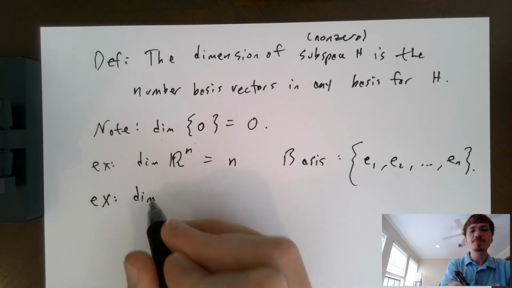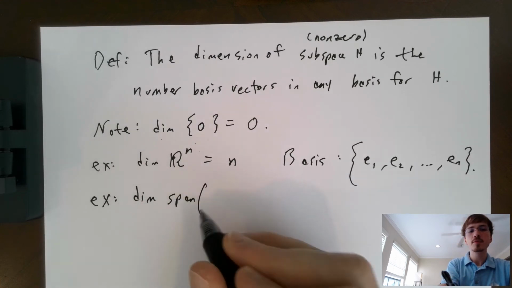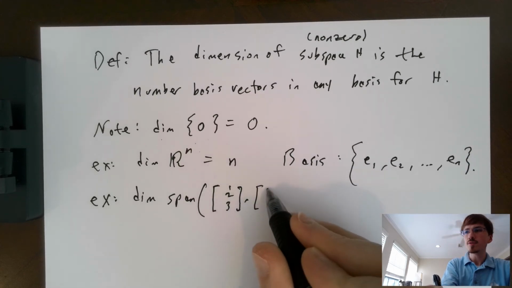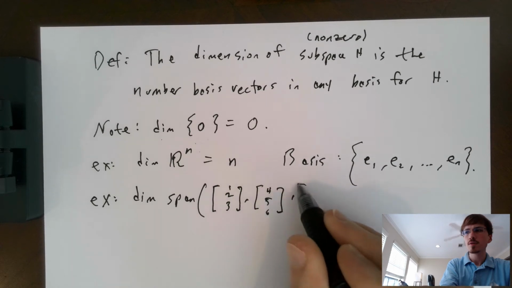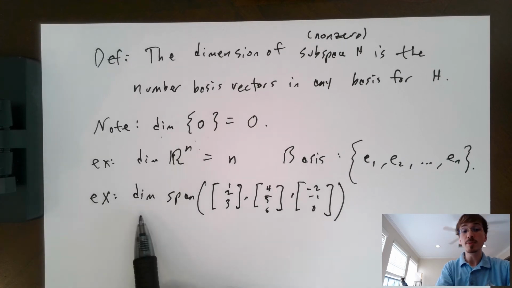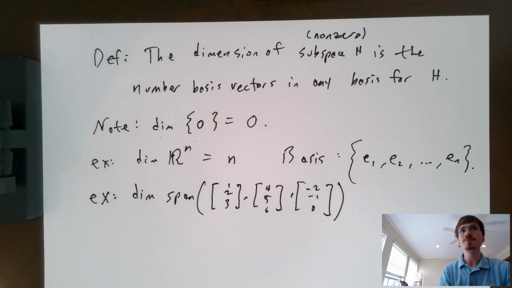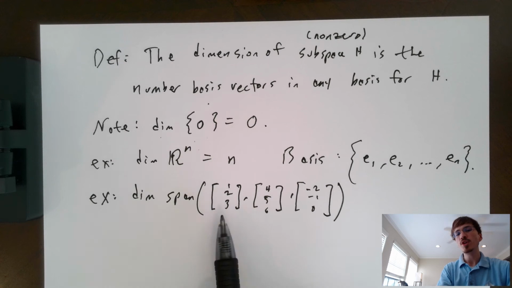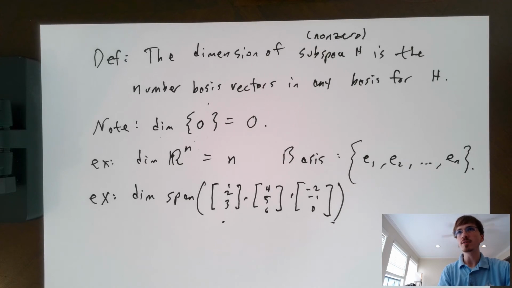Let's do another example. What's the dimension of the span of the set of vectors (1, 2, 3), (4, 5, 6), (-2, -1, 0)? So remember, what's the dimension? It's the number of vectors in any basis. So we know that these three vectors span this subspace. That's true. But what's a linearly independent set that also spans? Pause the video and see if you can figure this out for yourself.